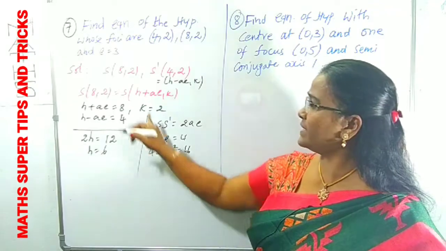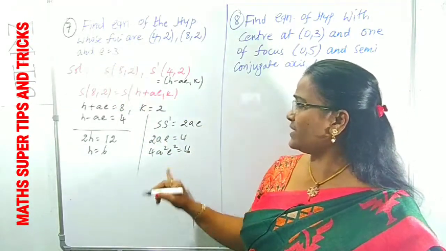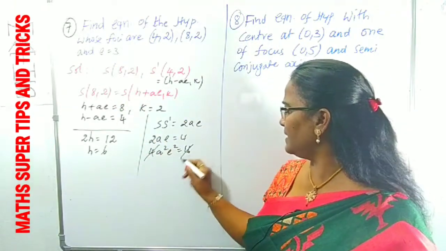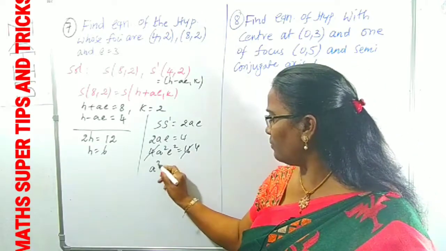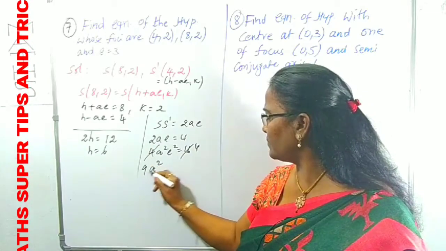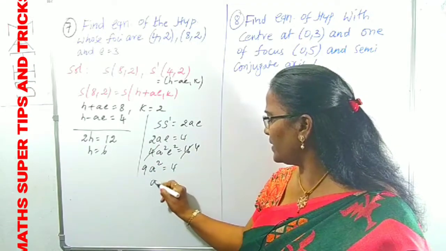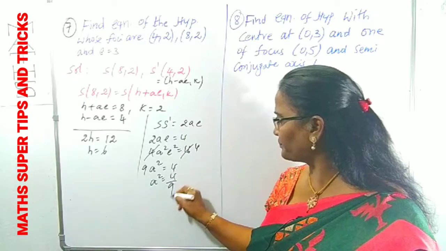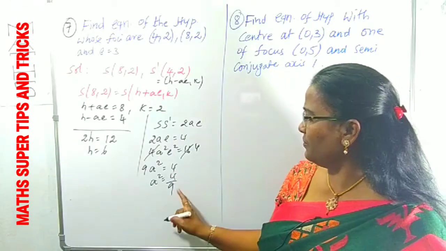You know already e is given as 3. e square is 9. That is, 4 cancels here, 4 times. a square of, in place of e we can write 3, 3 square is 9. It means 9a square is equal to 4. a square is clearly 4 by 9.